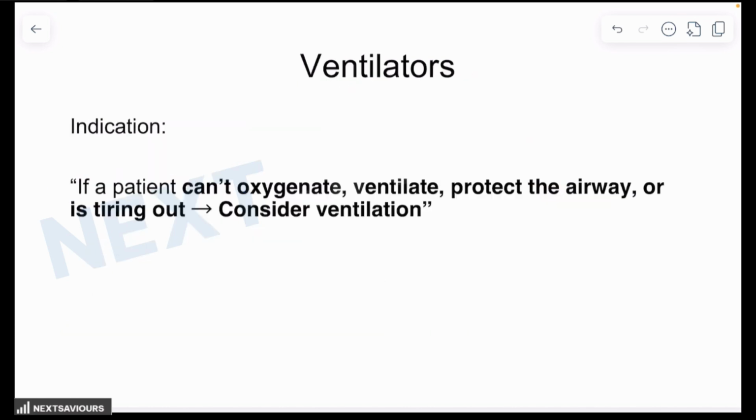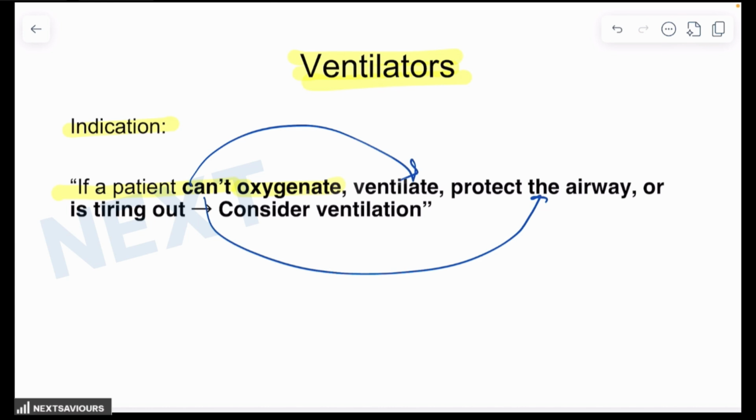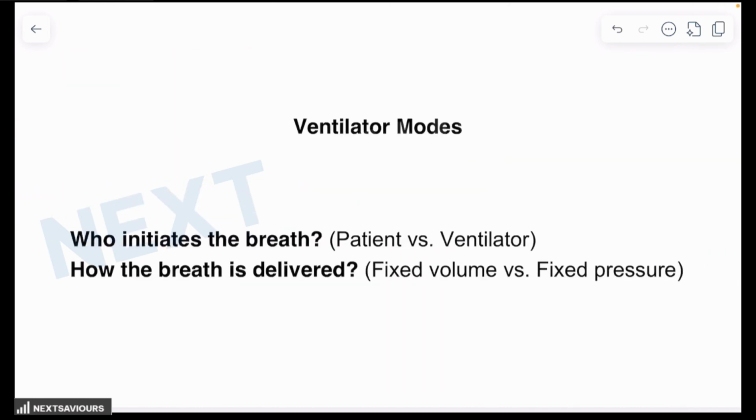Then finally, now we have to start with the ventilators. All of you know the indications: if the patient cannot oxygenate, if the patient cannot ventilate, if the patient cannot protect the airway, or if the patient is tiring out, that means getting exhausted in respiratory effort. In those cases, you have to consider ventilation. Simple. No one is going to ask you the basic tables of what the indications for ventilation are. The most important thing related to ventilators are the modes.